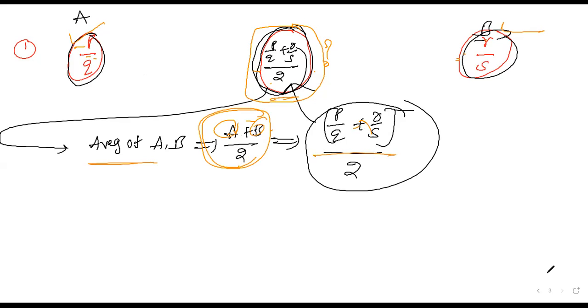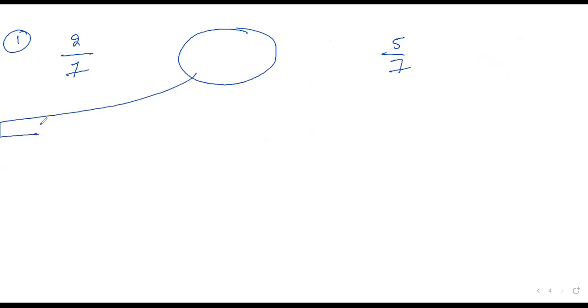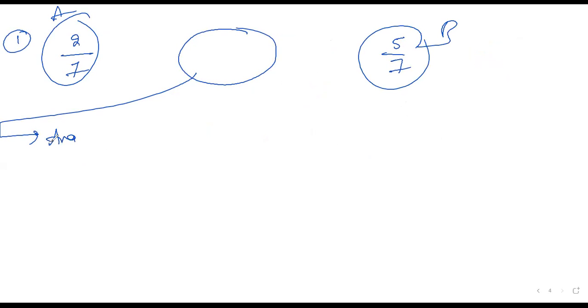I'll try to explain with one simple example: 2 by 7 and 5 by 7. These are the 2 rational numbers, and you want a rational number in between. How to do it? Take the average. This is A, this is B. You can take the average of A and B, that is A plus B by 2.